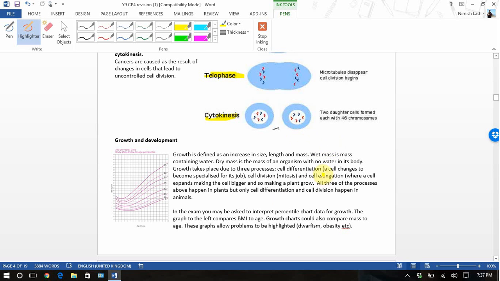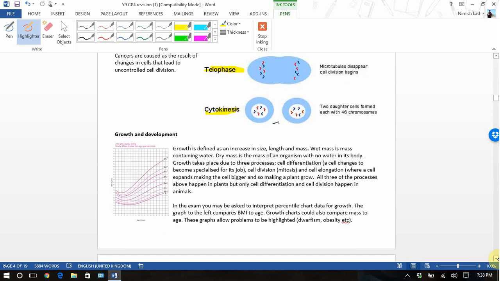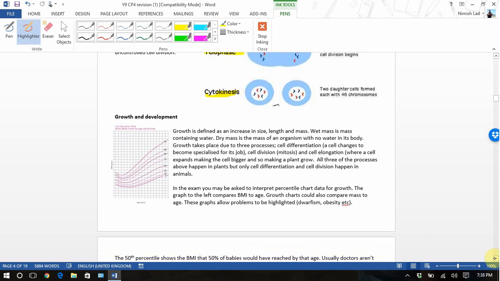So cell differentiation, so cells are becoming specialized. Cell division, so mitosis, just like we've discussed. But also cell elongation, where a cell expands, making the cell bigger, so making the plant grow. All three of these processes happen in plants, but only cell differentiation and cell division happen in animals. You could be asked to analyze data, which could show age against growth, and you'll need to analyze what's going on there. So make sure you've brushed up on your data analysis skills.